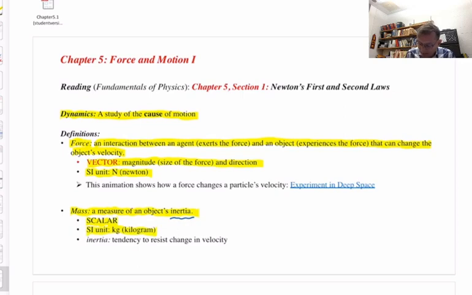And now what do I mean when I say inertia? I said mass is a measure of an object's inertia. What do I mean by inertia? Inertia is the tendency for an object to resist changing its velocity. The more inertia an object has, the more it can resist changing its velocity. Intuitively, you know that a 747 airplane has more inertia than a bicycle. A 747 airplane can resist changing its velocity more than a bicycle can.